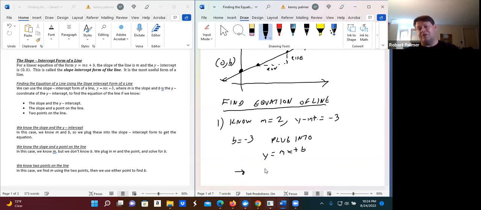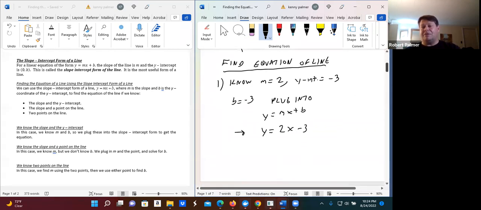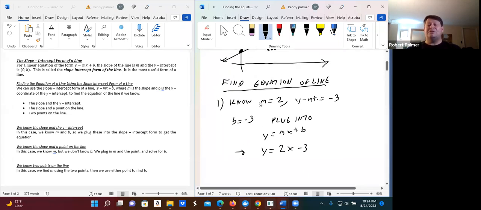And if we do that, that's going to give us the equation of our line, y equals m, which is 2 times x, then plus b, which is -3, so y equals 2x minus 3. So that is the equation of that line with these 2 features, having a y-intercept of -3 and also a slope of 2. And that's the only line that fits those 2 characteristics. So that's the simplest case. When you're given the slope and the y-intercept, just plug those in. So that's the first case.